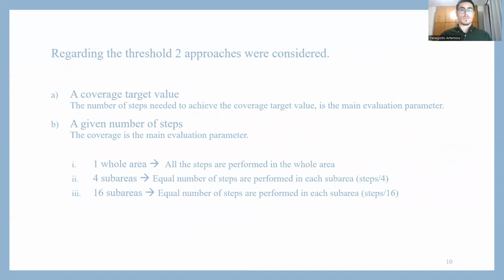Regarding the threshold of moving from one sub-area to another, the first approach was giving the robot a specific coverage target value, which it needed to achieve before moving on to the next sub-area. And here the main evaluation parameter is the steps that the robot needs to achieve this coverage value. The other approach was giving a specific number of steps to the robot, and the coverage itself was the evaluation parameter here.